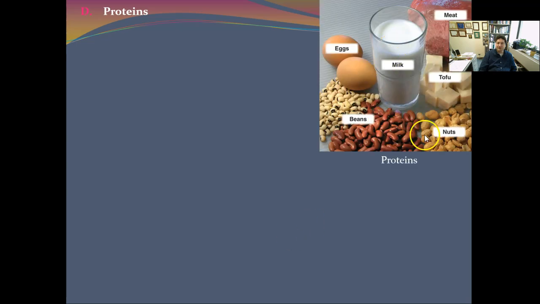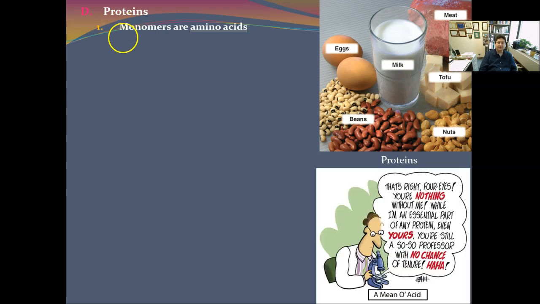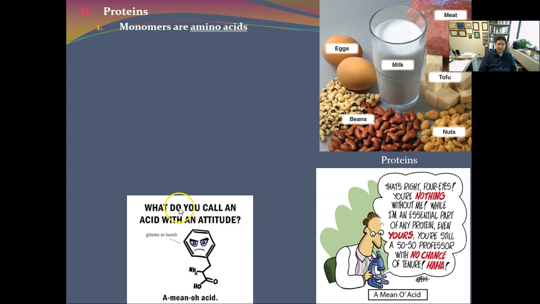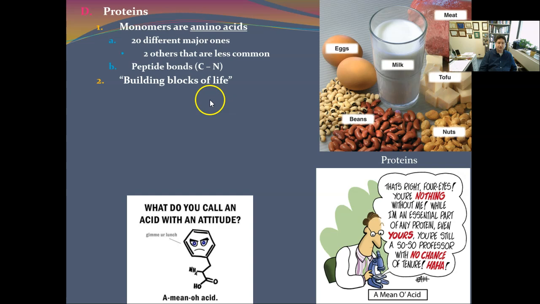Some of the things pictured here you might recognize as what you think of as proteins. Now, what makes up a protein, the individual parts that make up a protein, the monomers, are called amino acids. So here's an amino acid. You can see he's being really mean here. Or this guy. What do you call an acid with an attitude? Give me your lunch. Amino acid. All right, okay. But anyway, there are 20 different major amino acids, 2 others that are less common. And amino acids are hooked together using what's called a peptide bond, which is carbon to nitrogen.